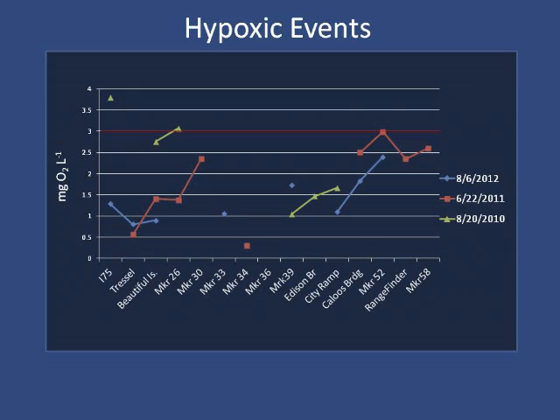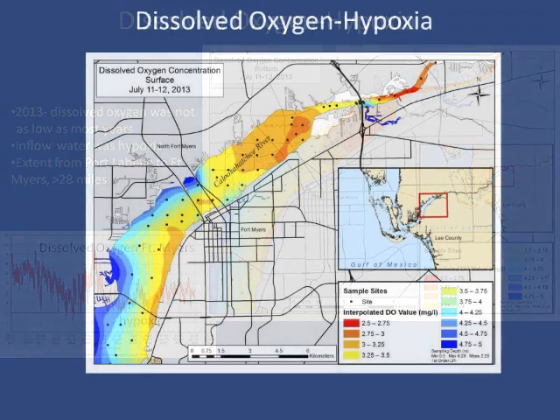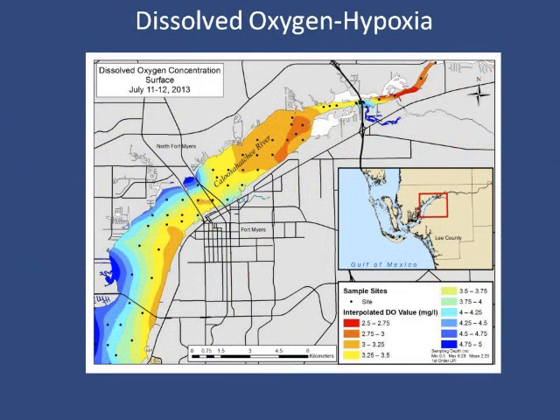In 2013, we had a mild hypoxia episode, but it was quite extensive. It extended from Fort Myers. This is where the orange extends down to where the western extent was, but it extended past the belt of 25 miles. This surface layer was also hypoxic, but it was less hypoxic than that.